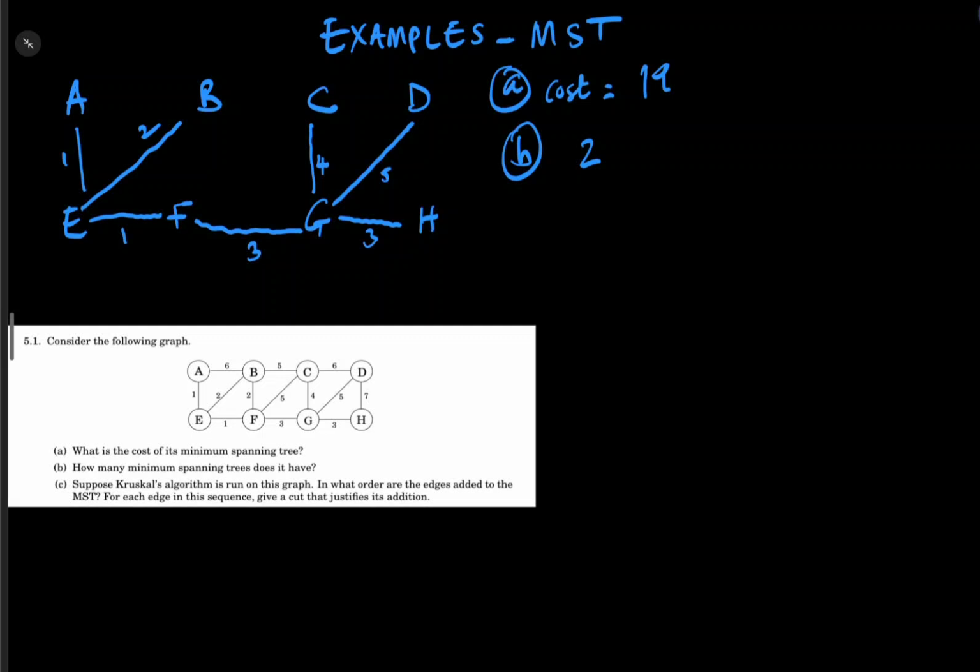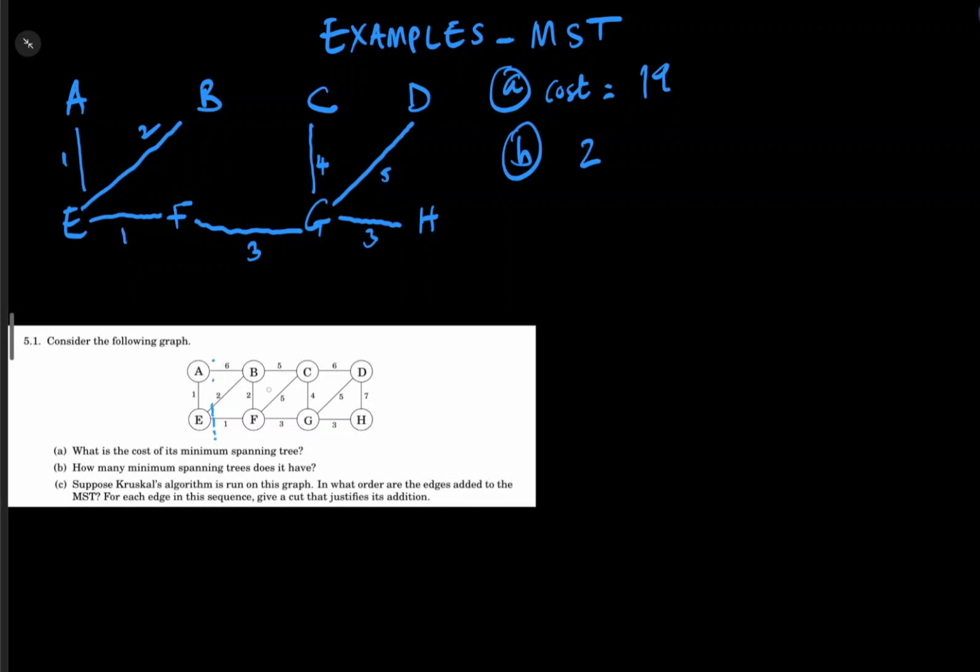And we also have, supposing we use Kruskal's algorithm just as we used to derive the first MST, in what order are the edges added to the MST? For each edge in this sequence, give a cut that justifies this addition. Okay, so let's check it out. So we could go from A to E just as we did. From A to E, let's say we have a little cut here. A to E, right? No cycle yet.